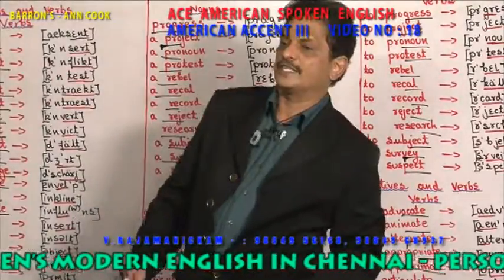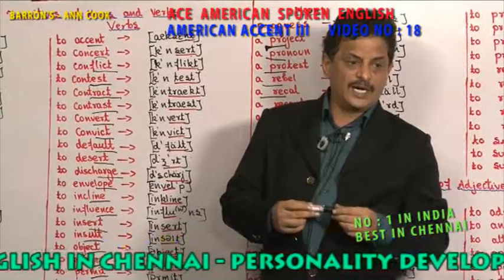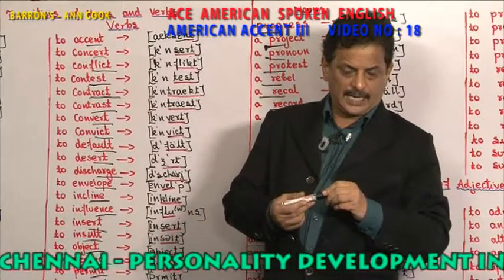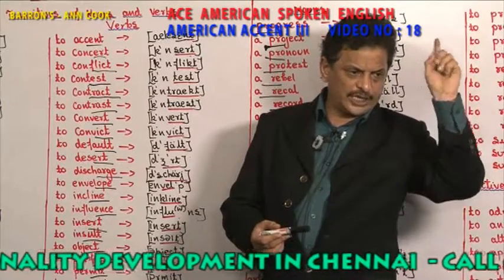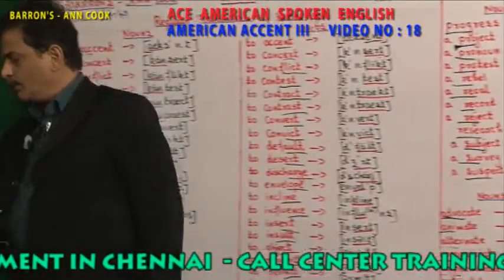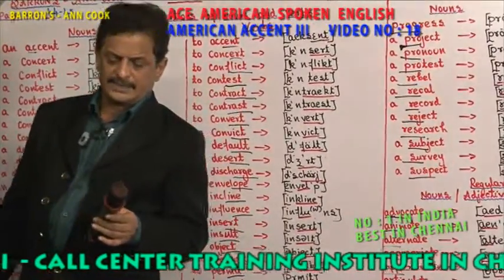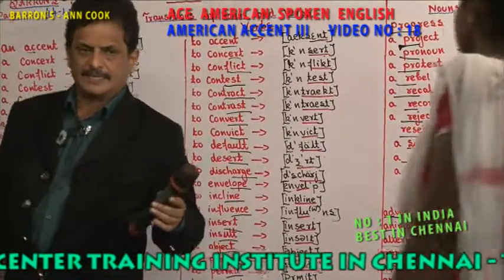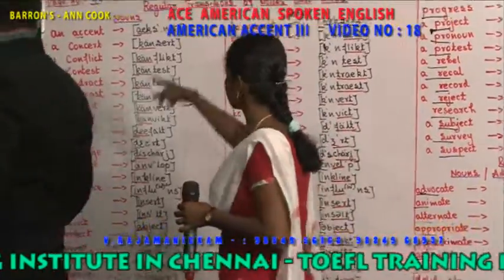So nouns, first syllable should be stressed. Adjectives, first syllable should be stressed. Verb, the last syllable should be stressed. Object to object. Project to project. You got it? I request you, young lady, to come forward and tell what you are able to understand from this. So nouns, first syllables are stressed. For verbs, the last syllable is stressed. Yes.